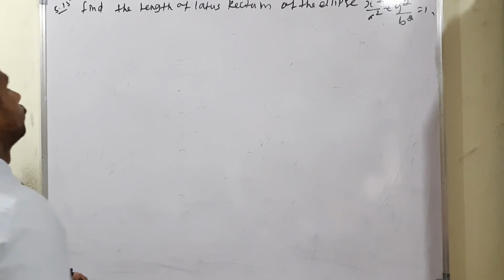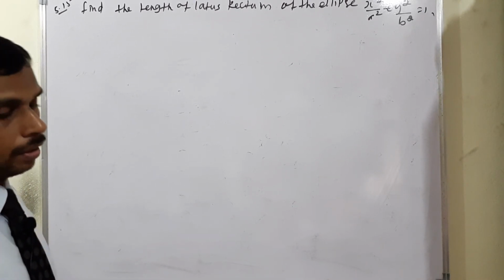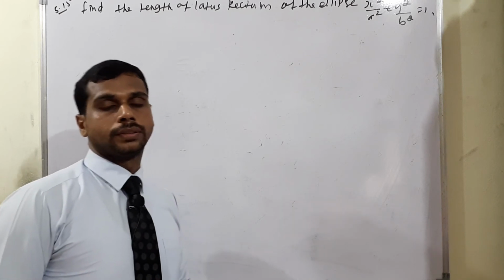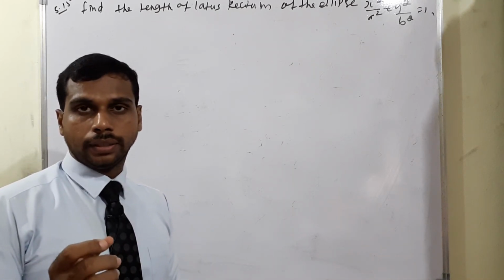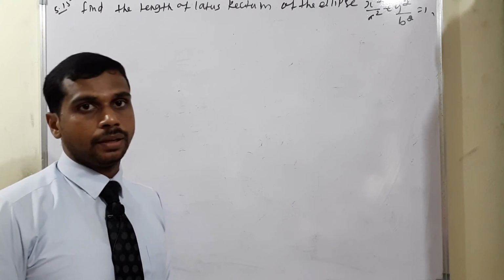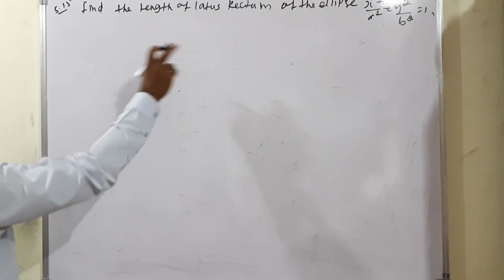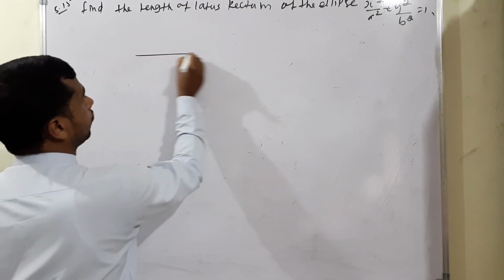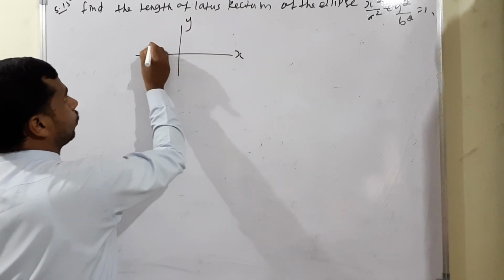Example 5.15, find the length of latus rectum of the ellipse. Already I told you when I discussed the basic concept in the hyperbola, the length of latus rectum, what is the meaning? 2b square by a. I will prove it. Listen very carefully. First we have to draw the ellipse diagram. This is x, this is y.